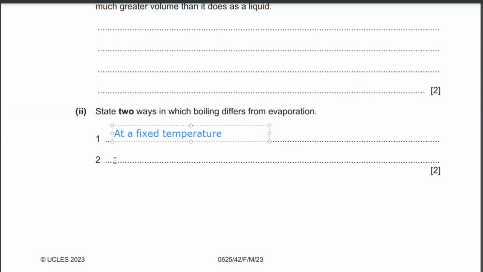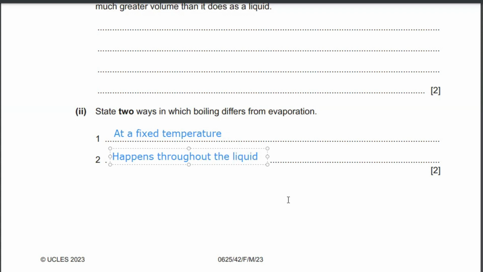Next point would be, it happens throughout the liquid. So boiling happens at a fixed temperature, and it also happens throughout the liquid. Whereas in evaporation, there is no fixed temperature. If it is hot enough for molecules to gain enough energy to leave the surface, they will leave the surface, but it won't be boiling.